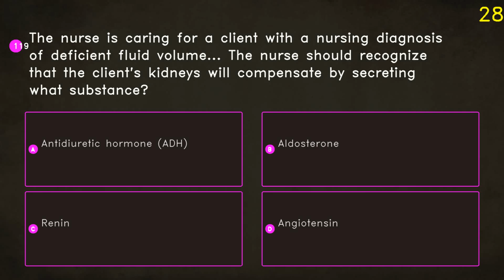Question 119. The nurse is caring for a client with a nursing diagnosis of deficient fluid volume. The nurse should recognize that the client's kidneys will compensate by secreting what substance? A. Antidiuretic hormone, ADH, B. Aldosterone, C. Renin, D. Angiotensin.